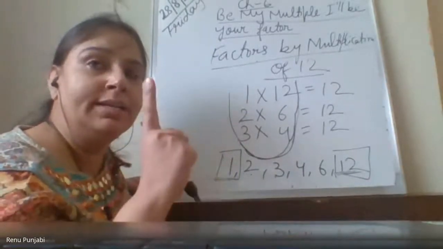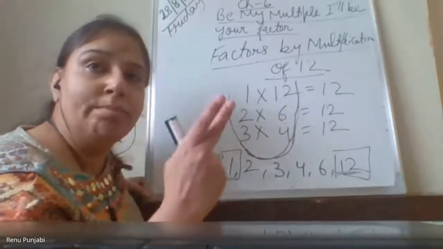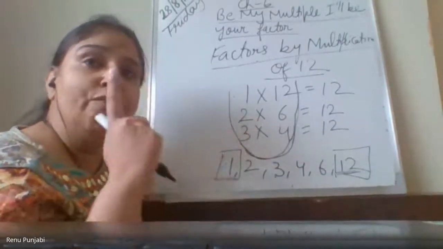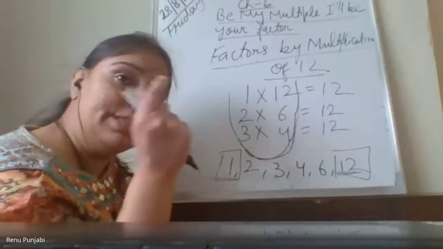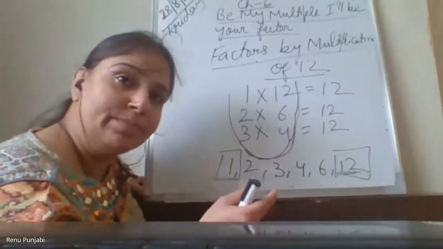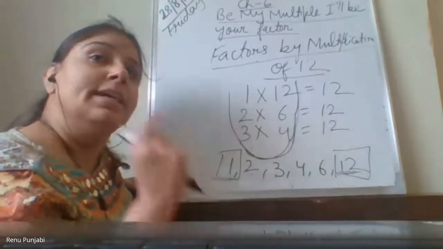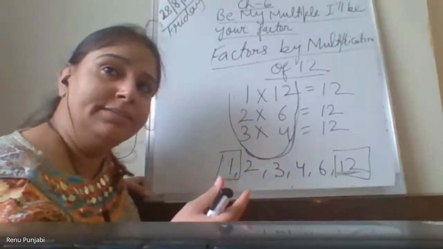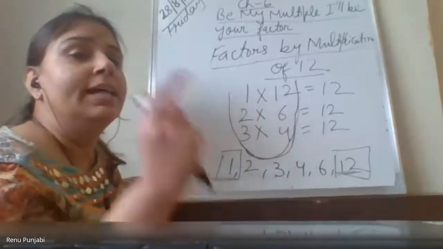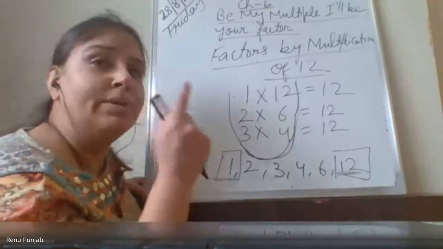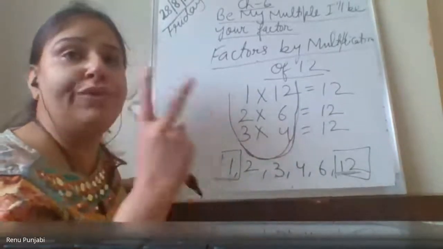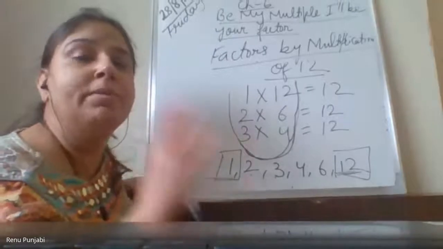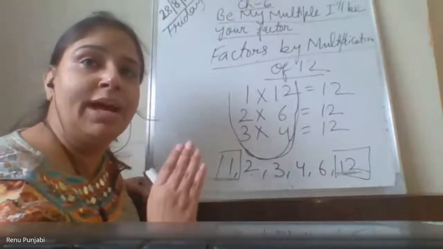That 1 and the number itself, because the number is also divisible by 1 exactly, and the number is divisible by itself also exactly with no remainder. That is why 1 and the number itself are two fixed factors of every number. Am I clear to everyone?